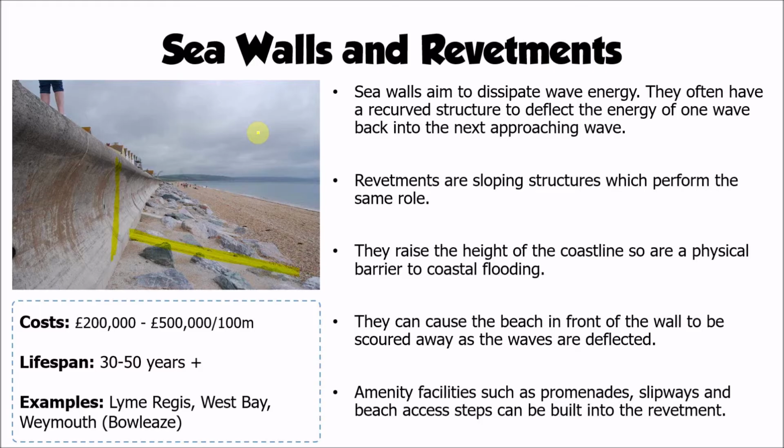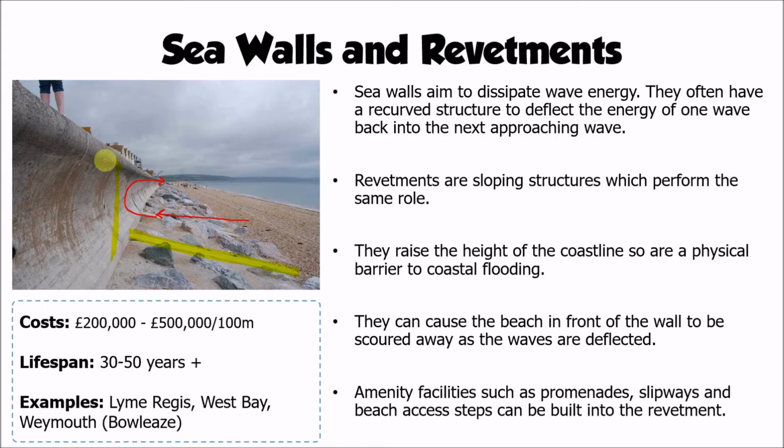So as a wave approaches the seawall, the energy of that wave, because of the curved face of the seawall, will be thrown back out to sea, and the energy from this wave will hit the next wave that's coming in in an attempt to slow it down. It's obviously also acting as a physical barrier, raising the height of the coastline and providing a very strong, resistant barrier to the oncoming waves and erosion.